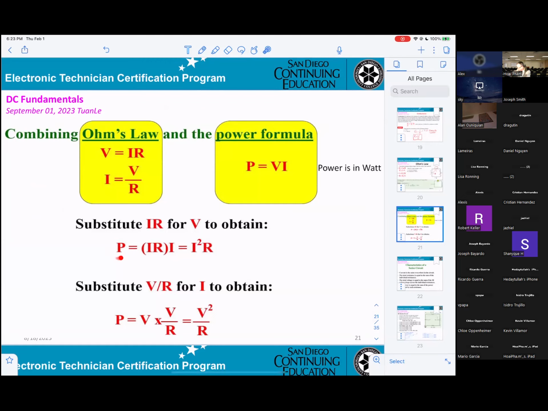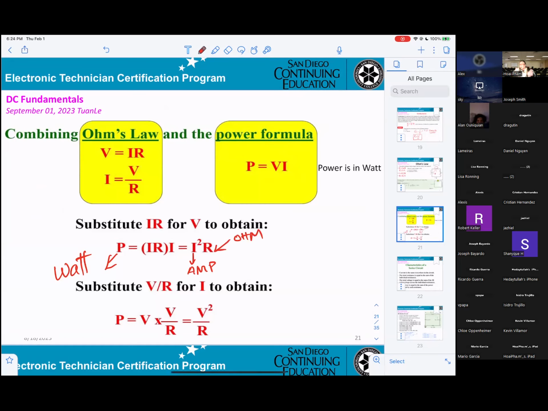First formula, P equals I squared times R. The second formula, P equals V squared over R. And the last one, P equals V times I. Basically, we have three formulas. In these formulas, P will be in watts, I will be in amperes, and R will be in ohms.